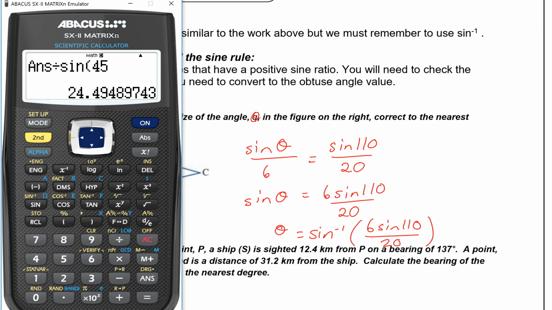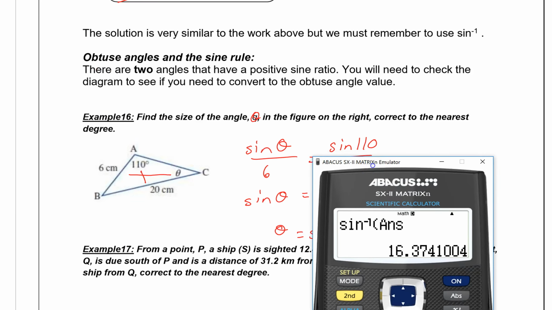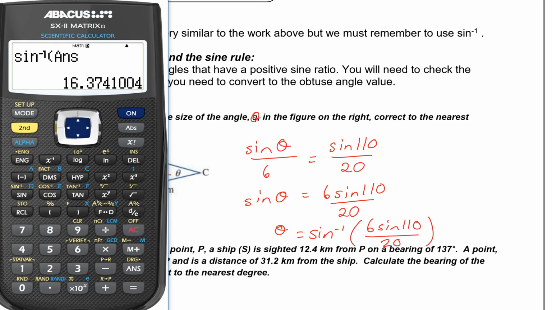Calculator out, calculators to the fore. Now I'm going to do the inside part first. I'm going to go 6 times sine 110 equals that, divided by 20 equals that. That's good. Now, the inverse sine of that number, second function, sine of my previous answer, equals 16.37. What does it say to the nearest degree? 16 degrees.